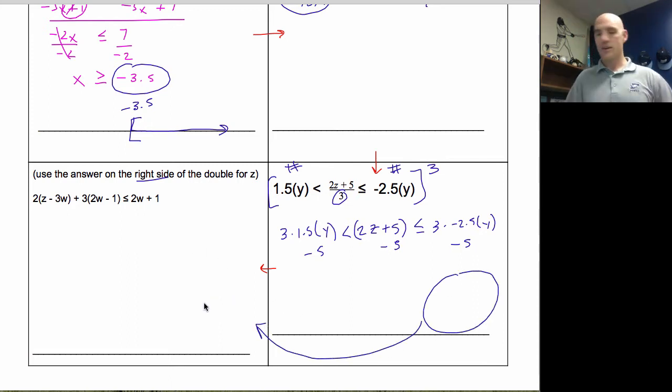And at the end, you're going to have W is greater than or equal to 3. That's what you're going to end up with at the end. So if you've done all 4 problems correctly, you're going to end up with W is greater than or equal to 3.